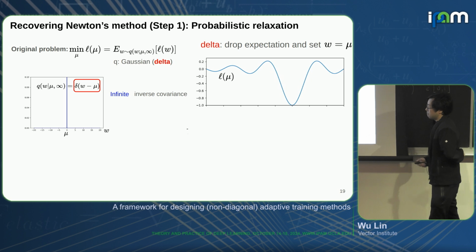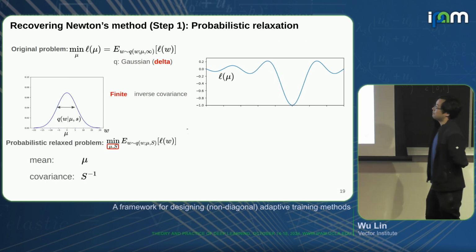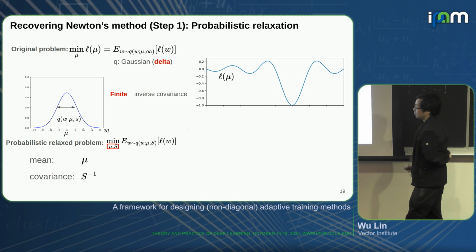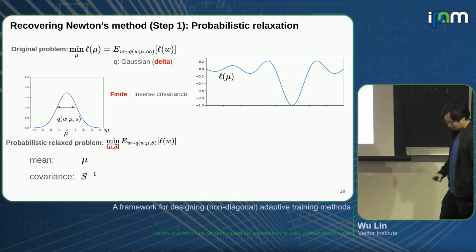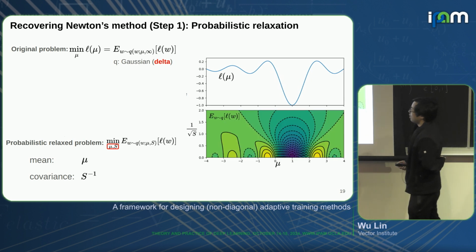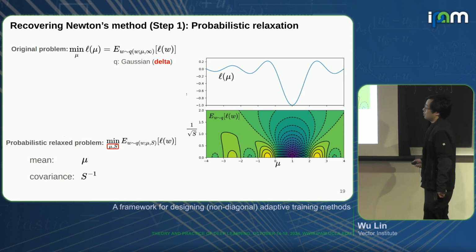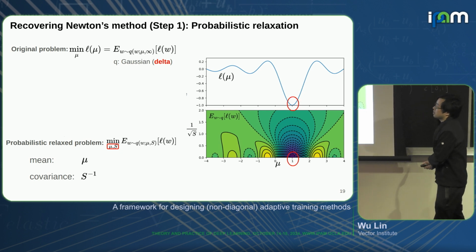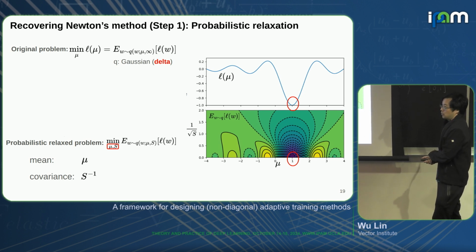So we're going to consider a probabilistic relaxation. We want to learn a Gaussian with a finite inverse covariance. So we want to learn both the mean and also the inverse covariance jointly. The following contour plot shows that the optimal solution of this relaxed problem is also the optimal solution of the original problem. This is because the original problem can be considered as a limiting case of this relaxed problem.